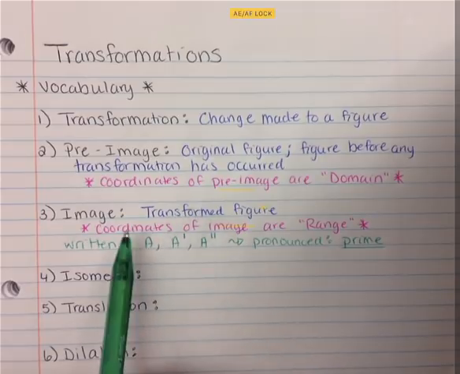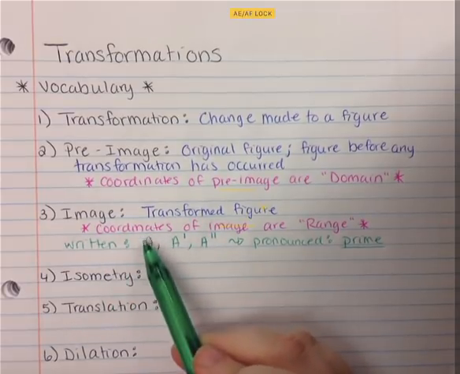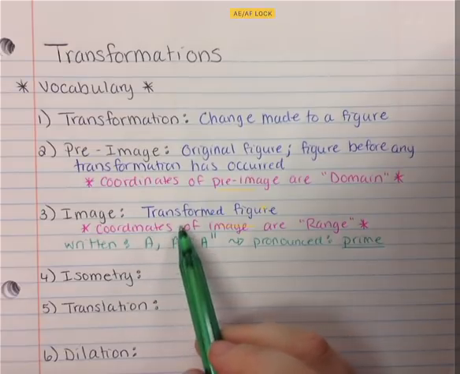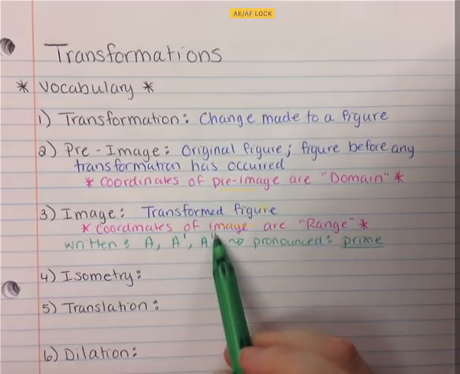So anytime you have an image, your A without any primes on it is actually your pre-image. This is the original letter, this is the original coordinate, and then you've transformed it. However many primes you have actually tells you how many transformations have occurred.